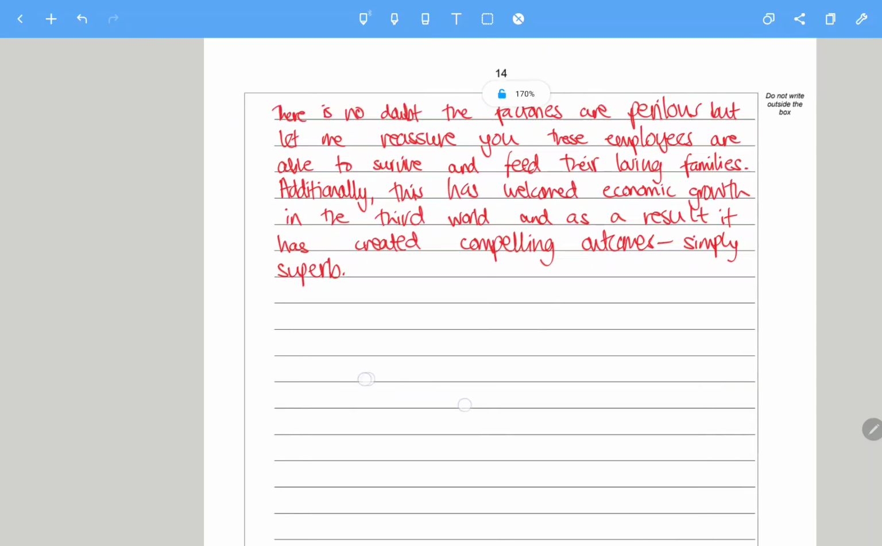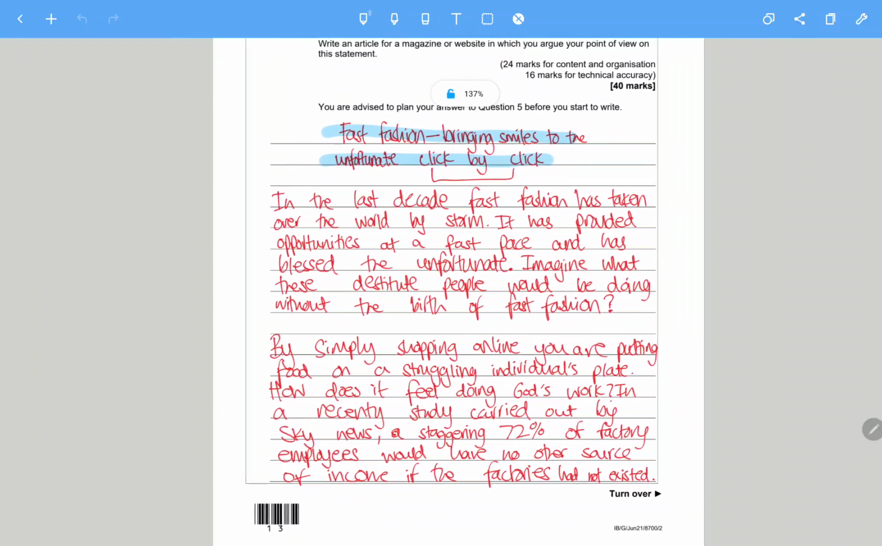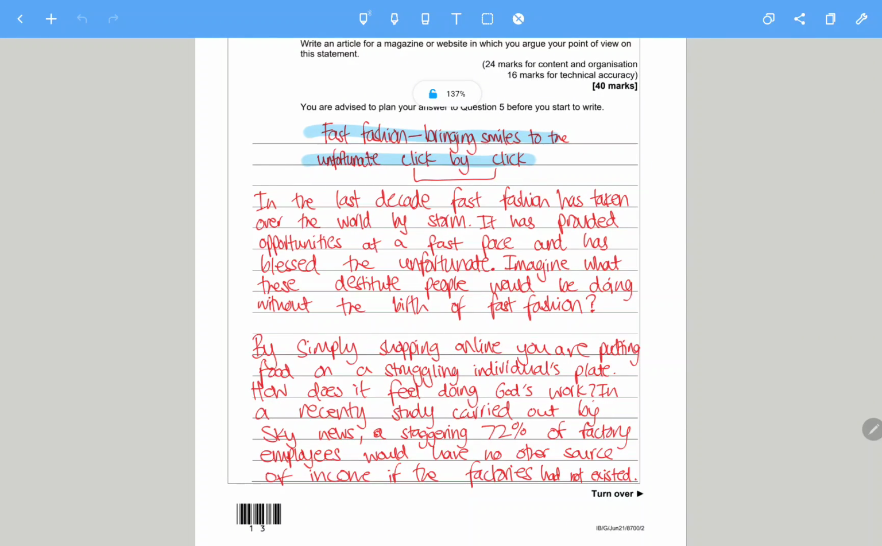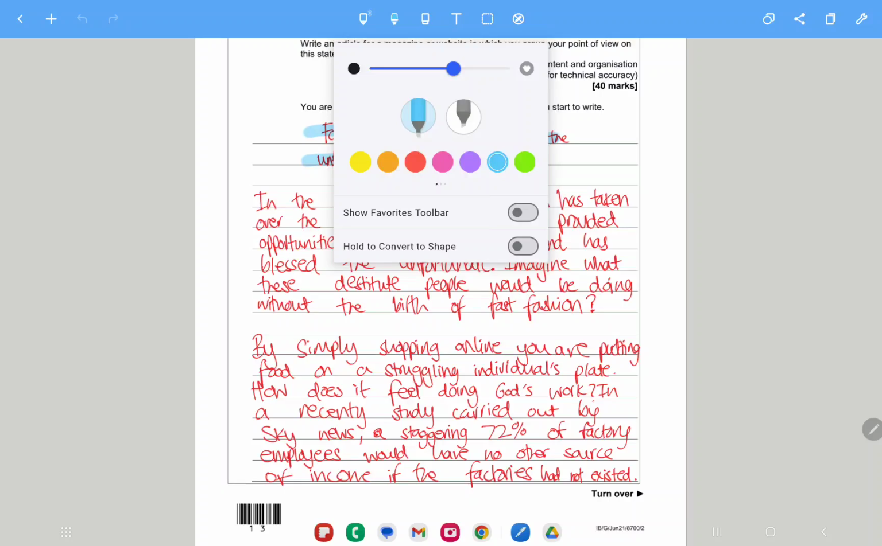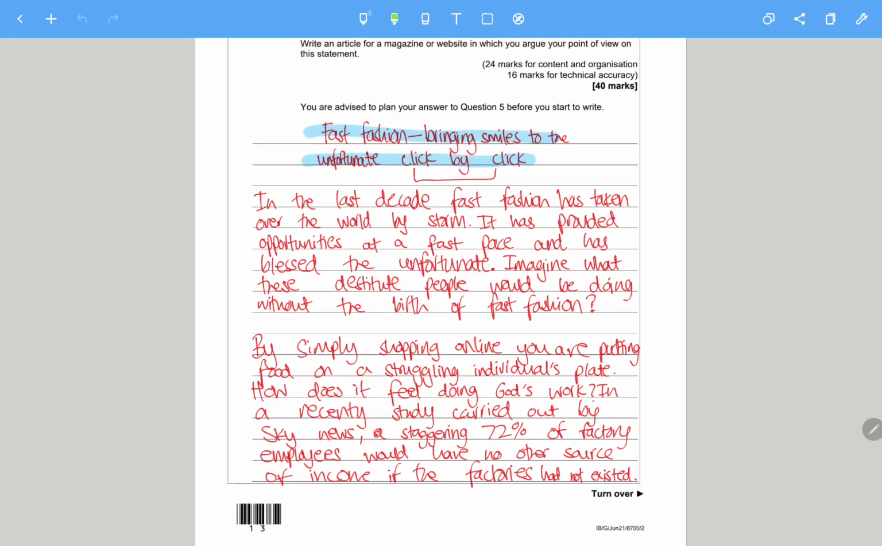So let's review and see why this is an effective article. In terms of the title and the strapline, we've already spoken about them. So the first paragraph, why is it an effective first paragraph? Let's highlight and go over the reasons. As seen here, by simply shopping online, you are putting food on a struggling individual's plate. How does it feel doing God's work? So that's an example of a metaphor.